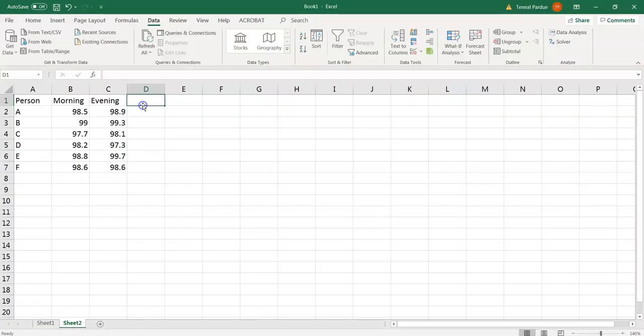So just to show you what that looks like. D, for this one, we've got morning listed first and then evening. So it's going to be morning minus evening. And so in this case, we've got the morning temperature minus the evening temperature. And then we're just going to copy those all the way down.